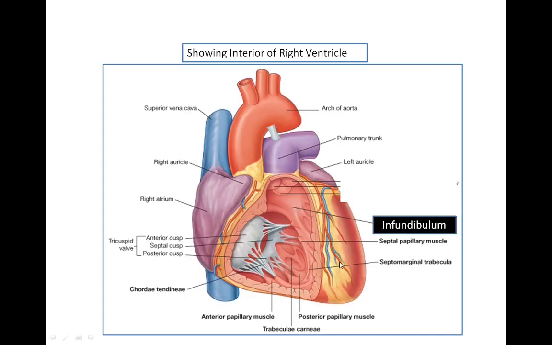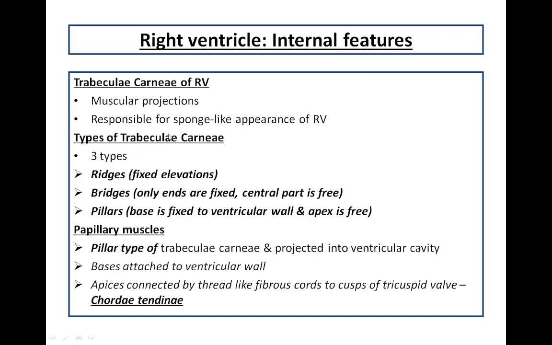Okay. See here, these are pillars, and these are bridges. These are bridging. See here, one point here and one point here, so this is the central part. And these are elevations, ridges. So there are three types of trabeculae carneae: ridge, bridge, pillar. The pillar's height is more, while the ridge height is very less. The bridge's central part is free, while both ends are attached to the ventricular wall.